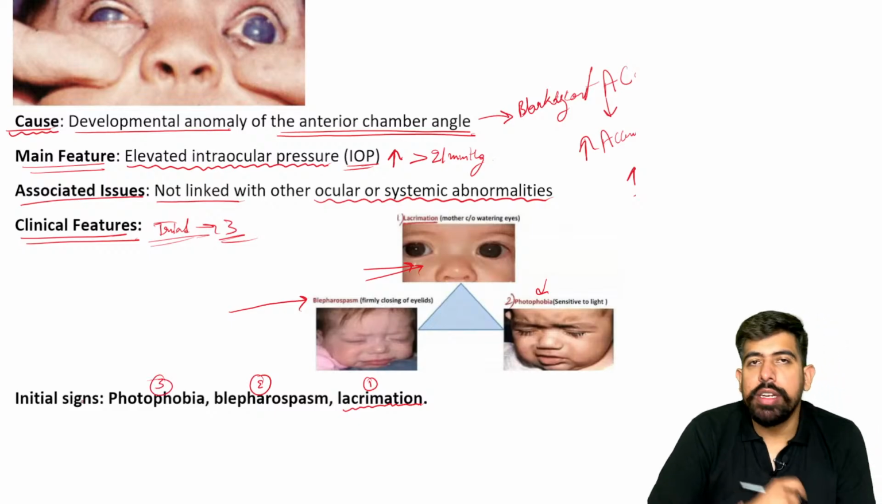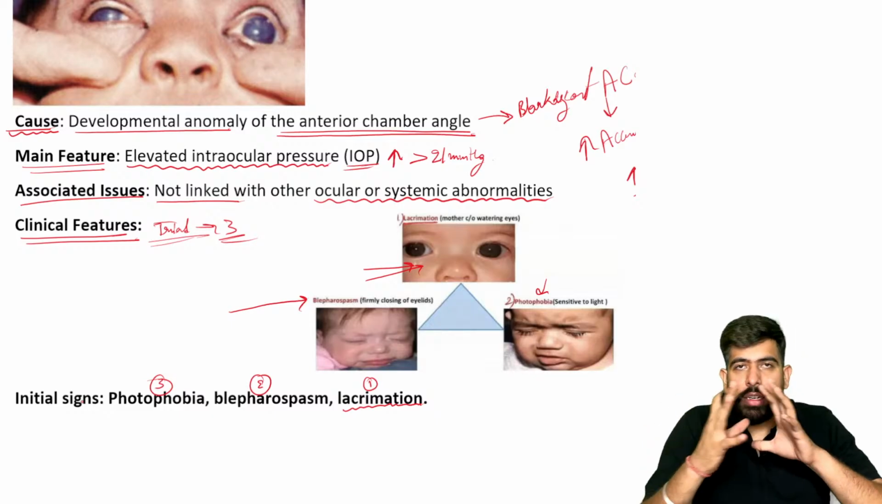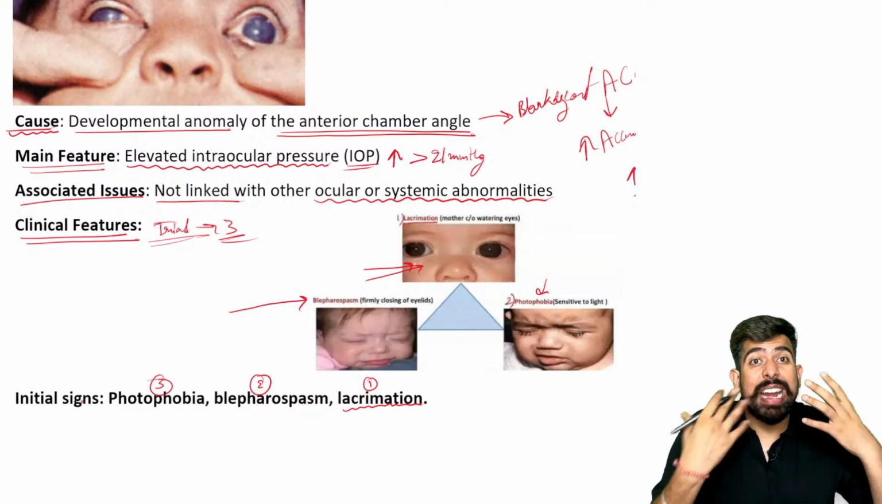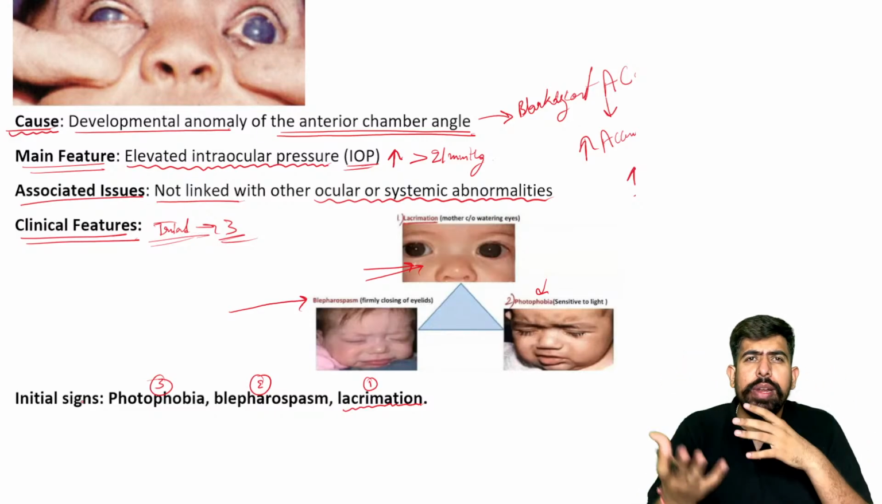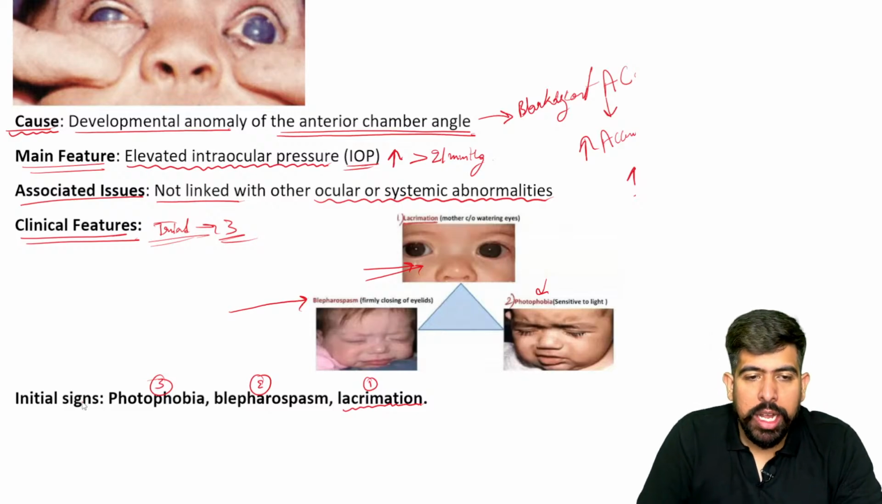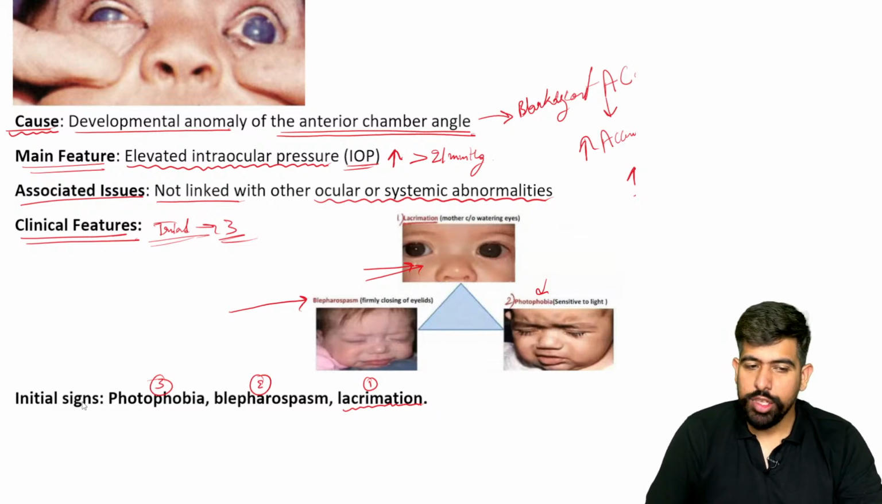The child has a fear of seeing lights. When we take the child into a bright room, or bright light, or sunlight, the child becomes irritable and starts crying. But when we take this child into a dark room, the child is not crying. By this symptom, we find whether the child has photophobia or not.